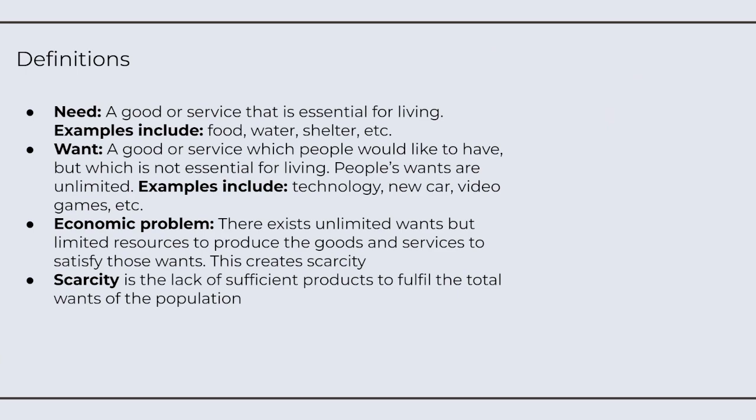All right, let's continue. So the next thing is a want, and this is a good or service which people would like to have, but it is not essential for living. And basically the problem is people's wants are unlimited. So this is also a good or service, but this is something you would like to have, but it's not essential for you. Examples include technology, like your phone or your laptop, a new car maybe, or video games. So it's something you would like, but it's not actually essential for living, unlike a need, which is food and water, which you need to survive.